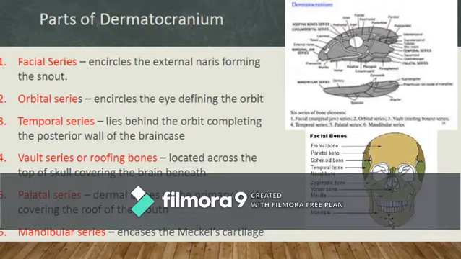The orbital series encircles the eye, defining the orbit. So what are the bones? The frontal bone also includes the nasal and the maxilla. Those are the bones that comprise the orbit. The temporal series lies behind the orbit, completing the posterior wall of the brain case.